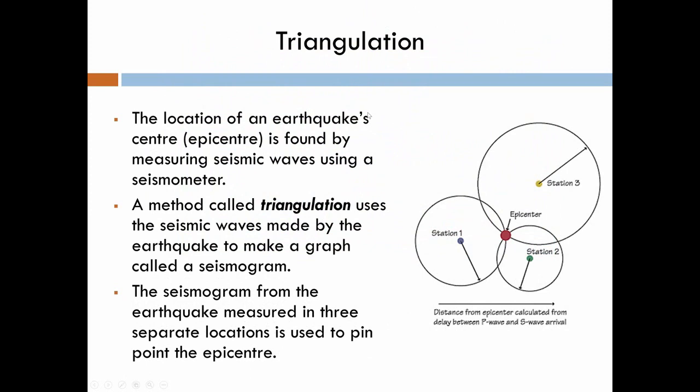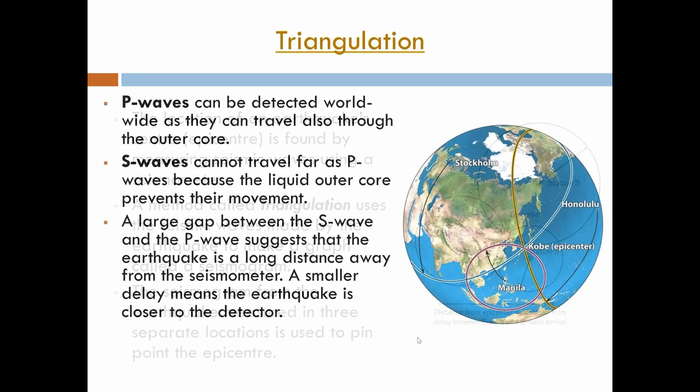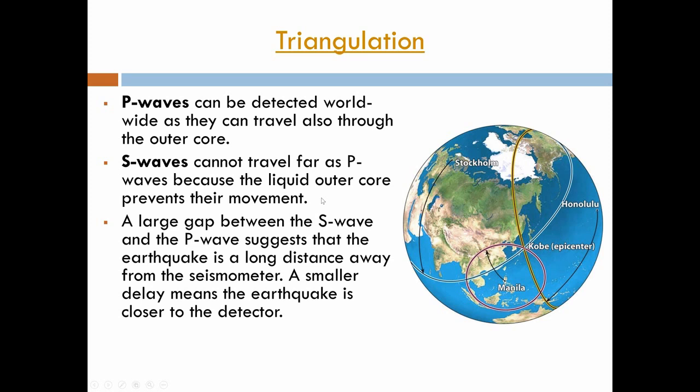Triangulation is a method that we use to identify the epicenter of an earthquake. So triangle, 3. So we need 3 different locations to find the epicenter. I'll explain what these circles are in a sec. P waves can be detected worldwide. S waves can't be, so anywhere where it's got to move through the outer core to get there, you're not going to pick it up.